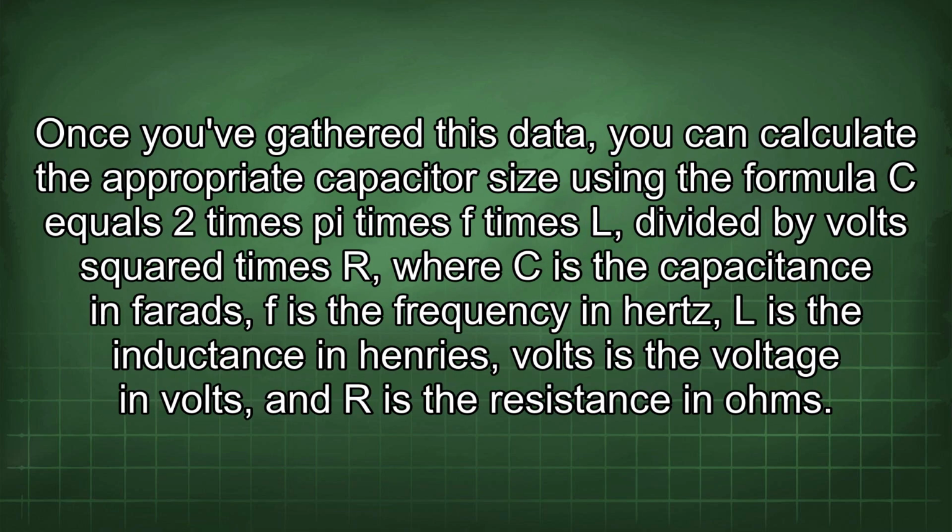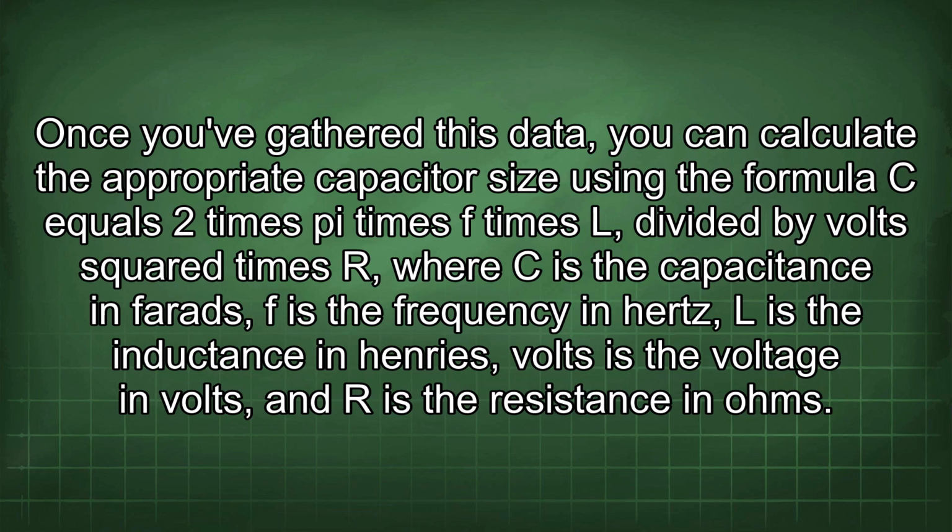Once you've gathered this data, you can calculate the appropriate capacitor size using the formula C equals 2 times pi times F times L divided by volts squared times R, where C is the capacitance in farads, F is the frequency in hertz, L is the inductance in henries, volts is the voltage in volts, and R is the resistance in ohms.